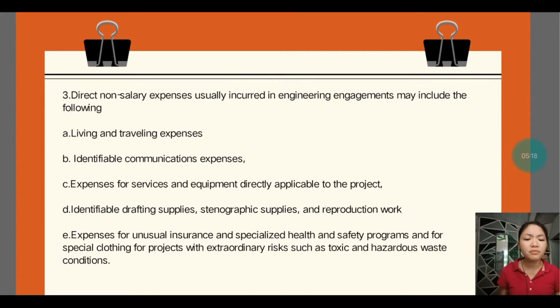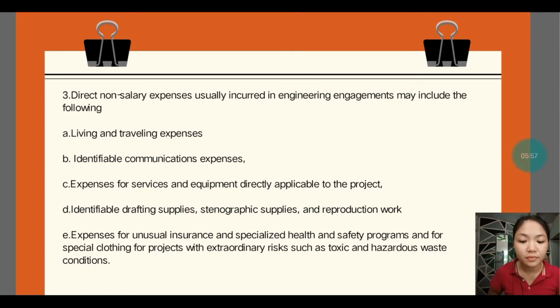Identifiable communication expenses such as long-distance telephone, telegram, shipping charges, and special postage charges. And letter C, expenses for services and equipment directly applicable to the project, for example the card charges, the special computer rental, and programming services.